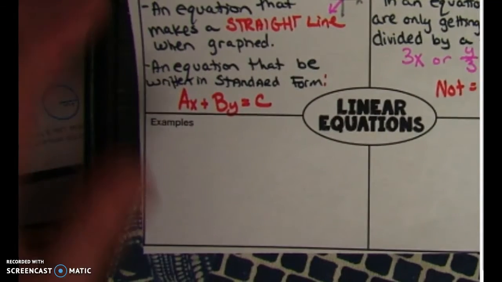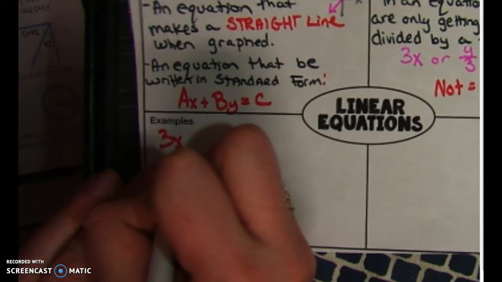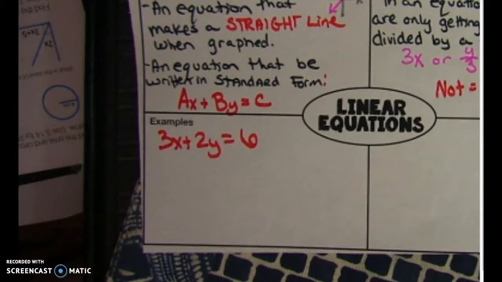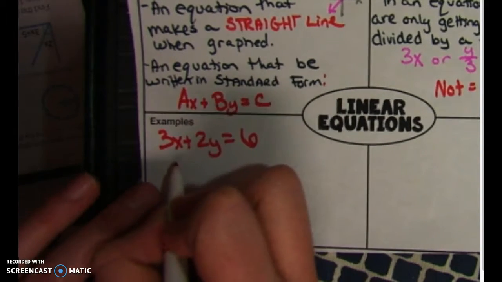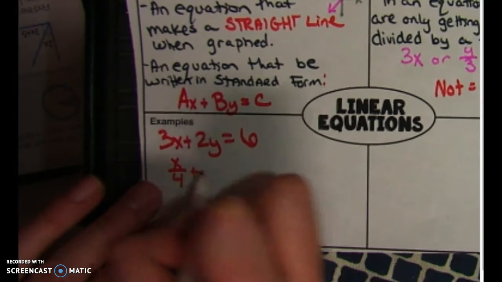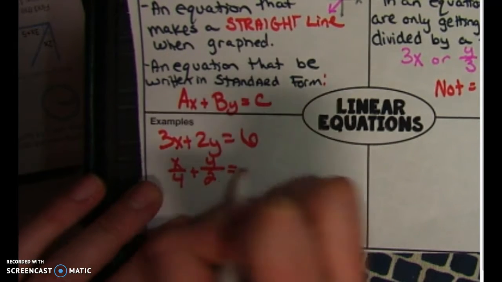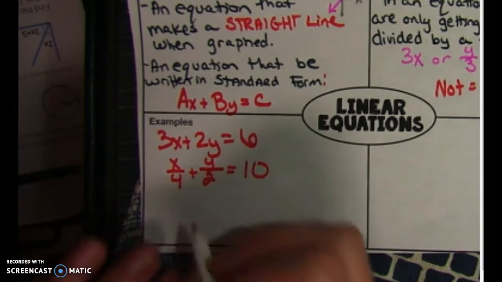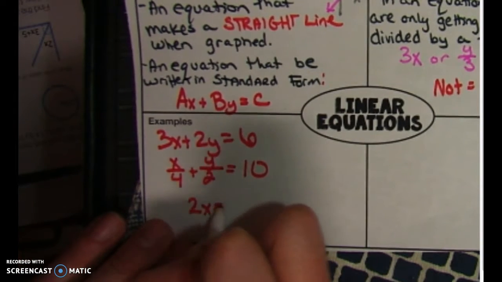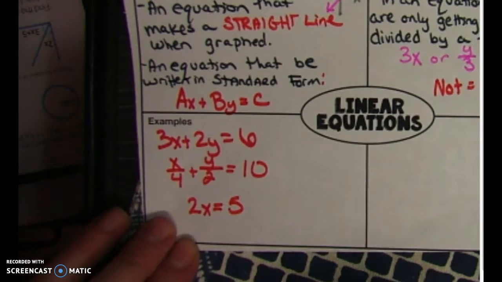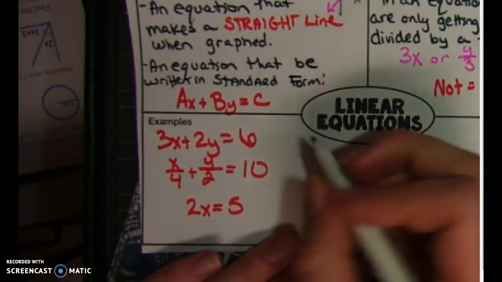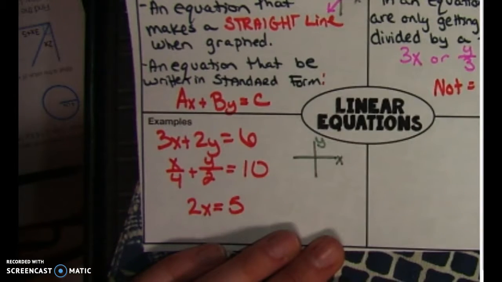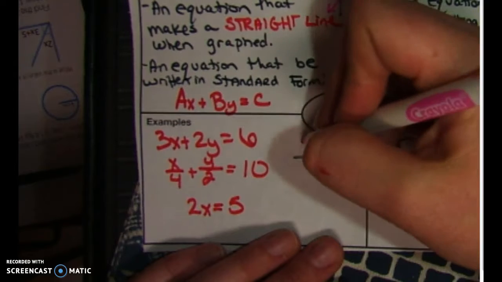Some examples of a linear equation is something written in standard form. We can have 3x plus 2y equals 6. We can have x over 4 plus y over 2 equals 10. Okay? We could have something like 2x equals 5. Remember, we're going to be a straight line, so if I had to take a graph, okay, it's going to make a straight line.